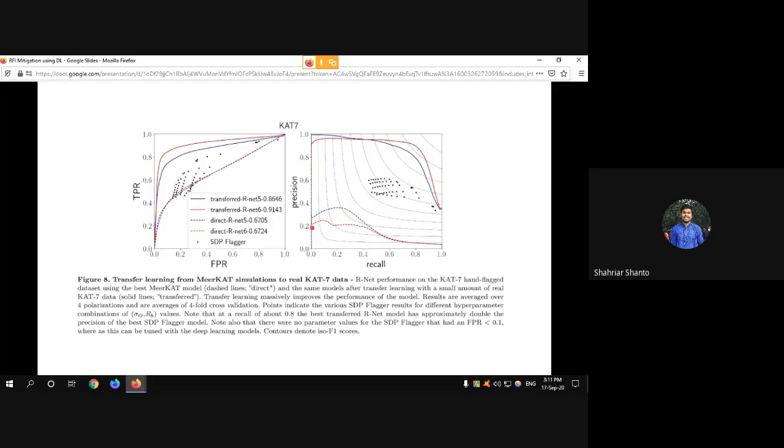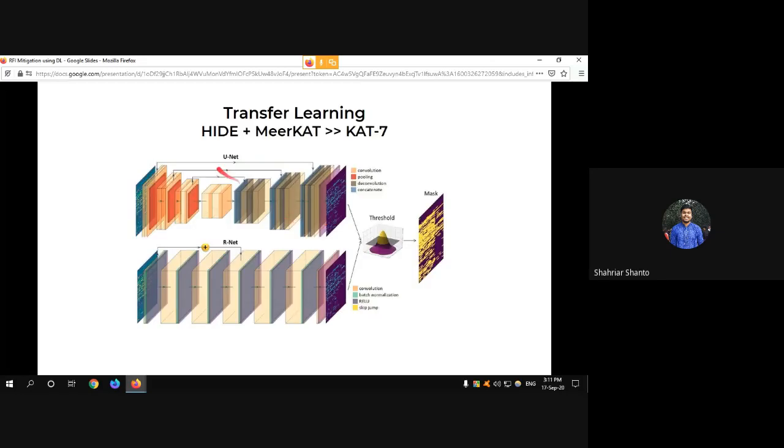And we can see that, and there's another story here. The researchers were very clever to use this. It is known as transfer learning, and in transfer learning we actually use the previously trained model, and then we train it for another data set. So as we said, we had 3 data sets: Hyde, Meerkat, and Cat7. So they first trained with Hyde and Meerkat. These are the simulated data sets, and this is the real one.